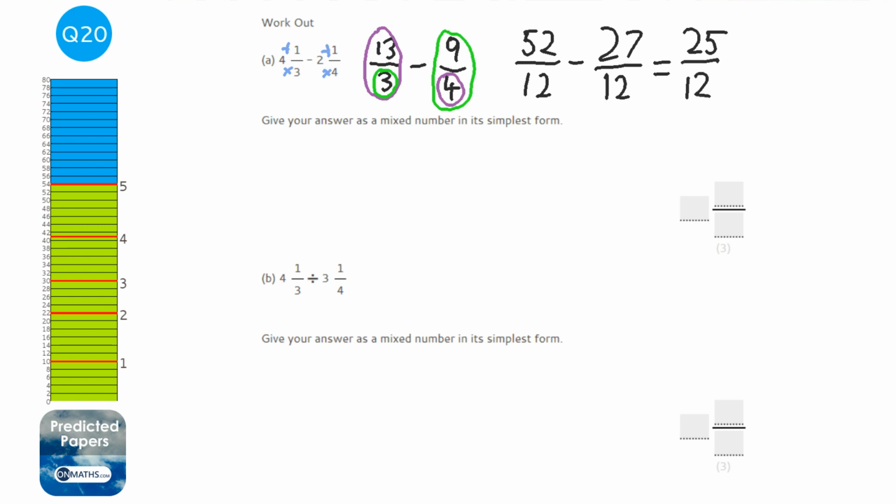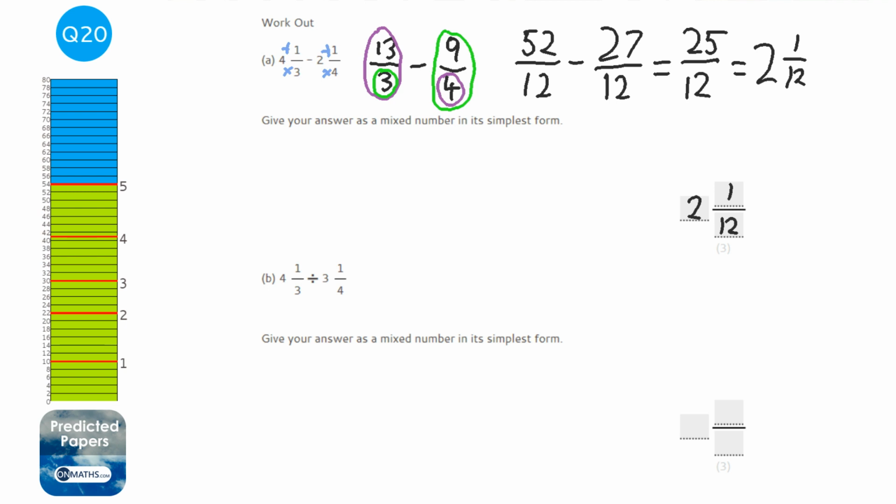The last thing we've got to do is work out how many 12s there are in 25. Well, I know 2 times 12 is 24, so that's going to be 2 whole ones. And how many remainders? Well, if 2 times 12 is 24, that's going to be 1 remainder. So the answer is going to be 2 and 1/12. So we're going to do the same on the next one.